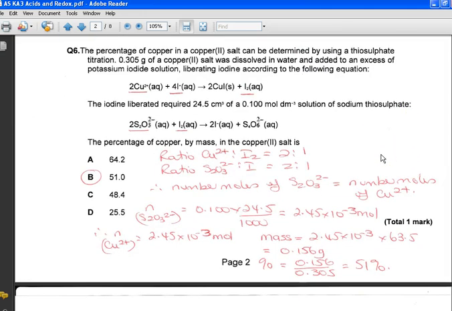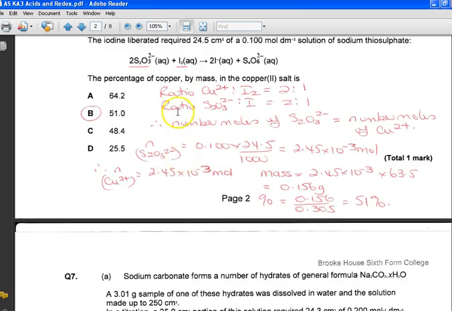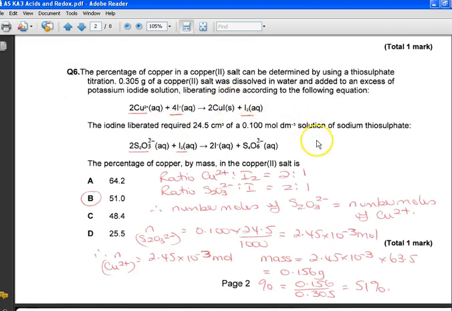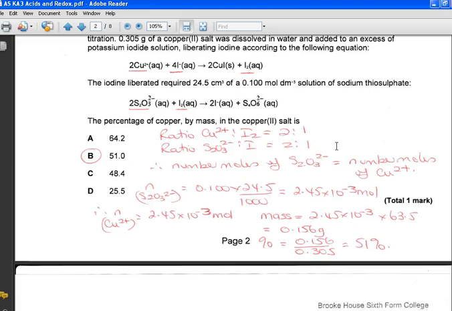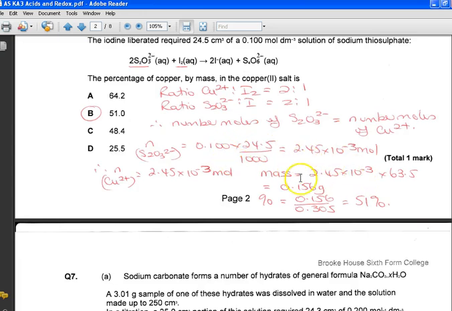Okay, question 6. Again, this is one of those where you're looking at 2 equations, but you've really just got to recognise here that the Cu2+ is 2 to 4, so 2 to 1 basically, and here is also 2 to 1. So the ratio of Cu2+ to S2O3 is 1 to 1. If you can work out the moles of S2O3, which is the information you're given, I believe, yeah, you've got sodium thiosulfate, you're given a volume and a concentration. So we can work out the moles of S2O3 2-, and then we can put that into our equation and work out a percentage.